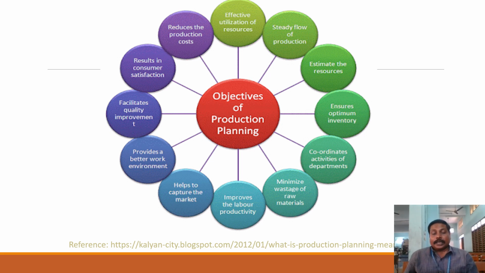Last one is reducing lead time. Reduce the lead time, which is nothing but minimizing the production time in order to meet the customer demand. So that's all about the objectives of production planning.